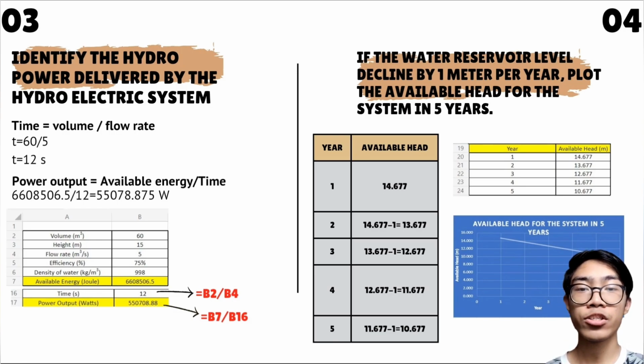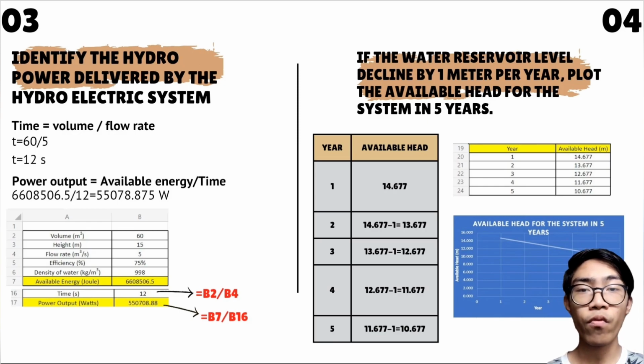In our spreadsheet, to calculate the time, we just write equal to B2/B4 in the formula bar. And for the power output, we write equal to B7/B16, and that will give us the correct value of the power and the time.